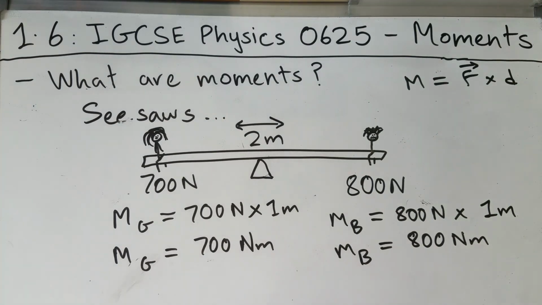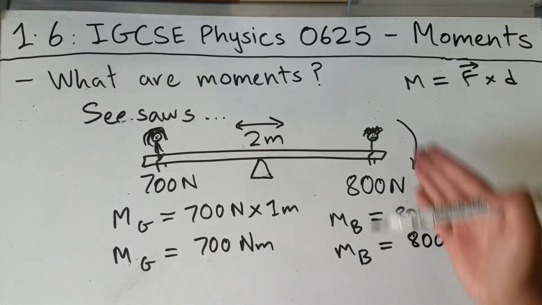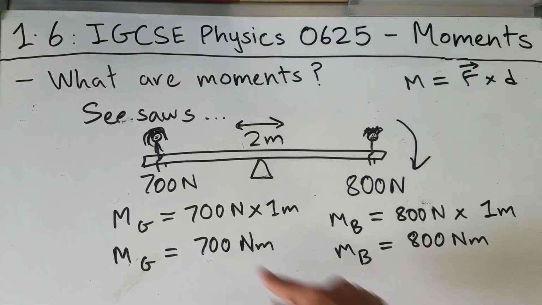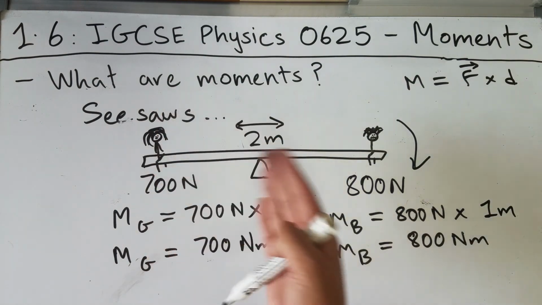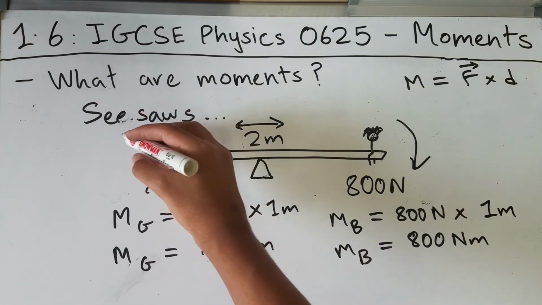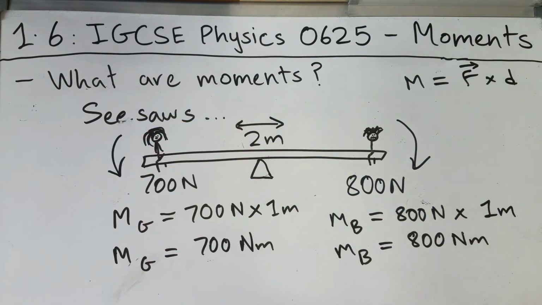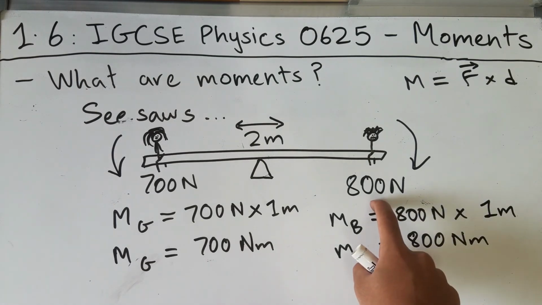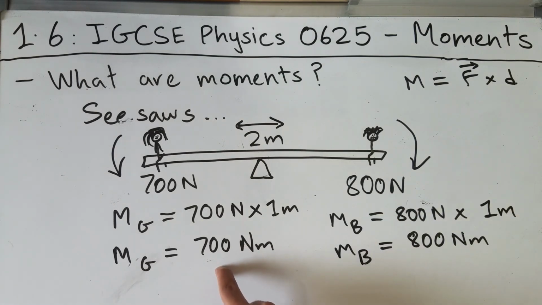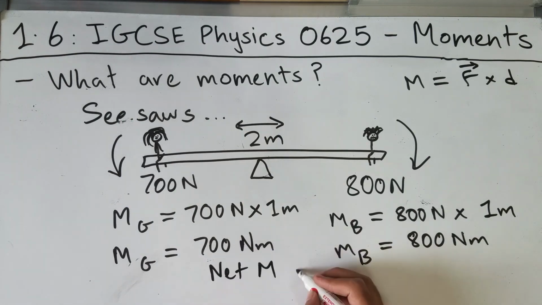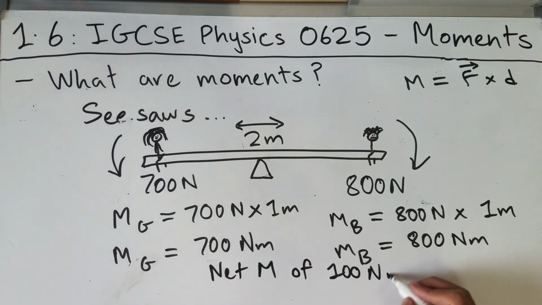So I know that this boy has a moment of 800 newton meters clockwise in this direction because the weight is pointed in this direction. And over here the weight is pointed in this direction, but it's on the left side of the axis, so the moment will be counterclockwise, and it's a moment of only 700 newton meters. Therefore, there's an imbalance in the moments, and we can find the net moment, which is going to be 800 newton meters minus the 700 newton meters from the girl, giving us a net moment of 100 newton meters clockwise.